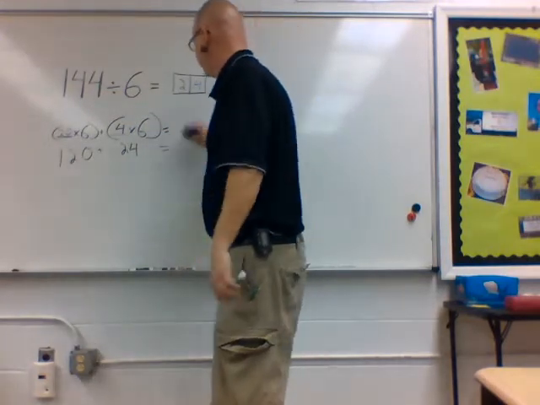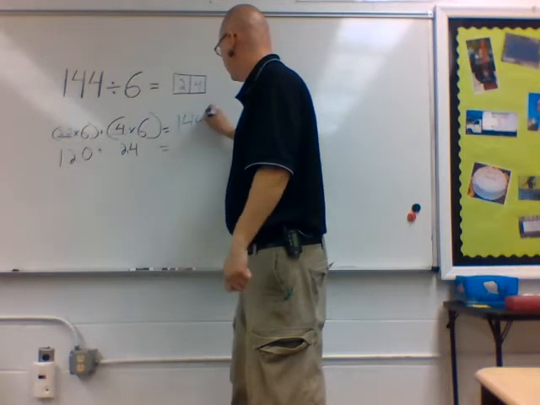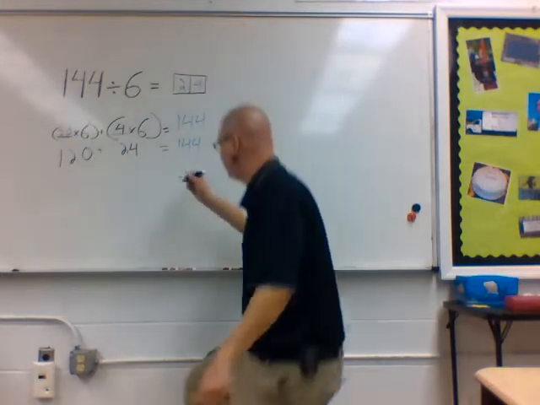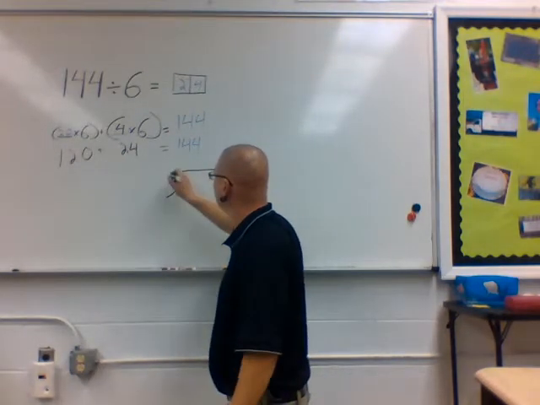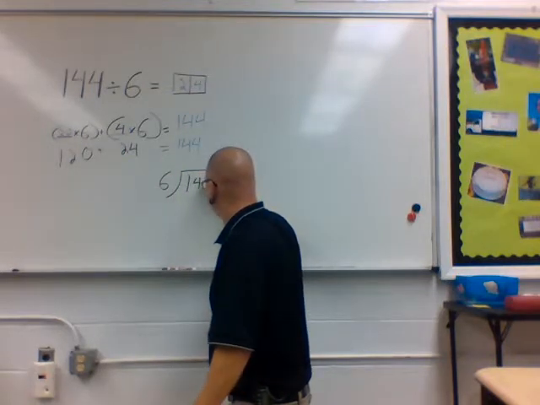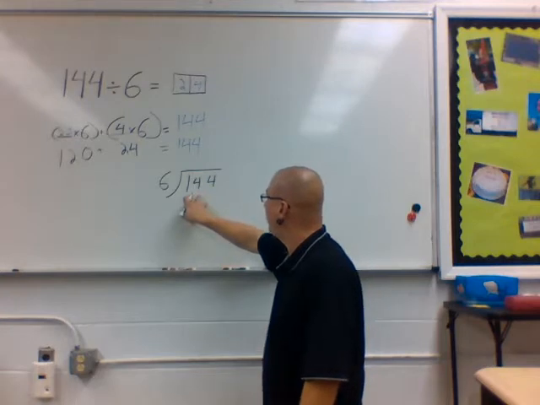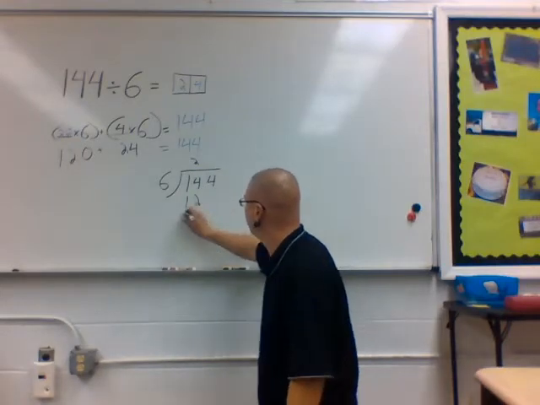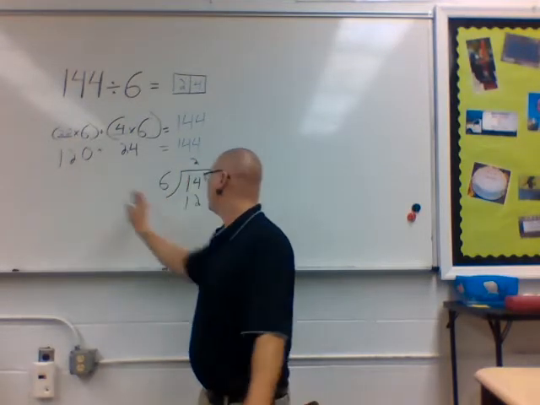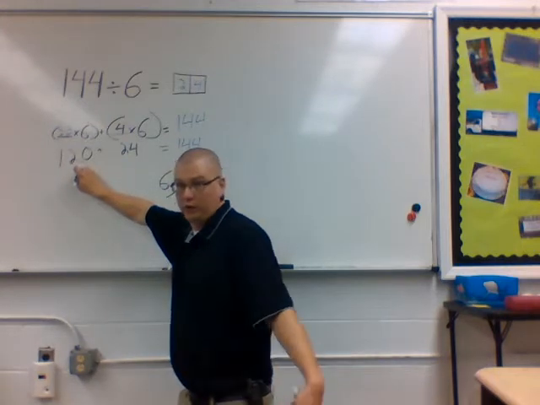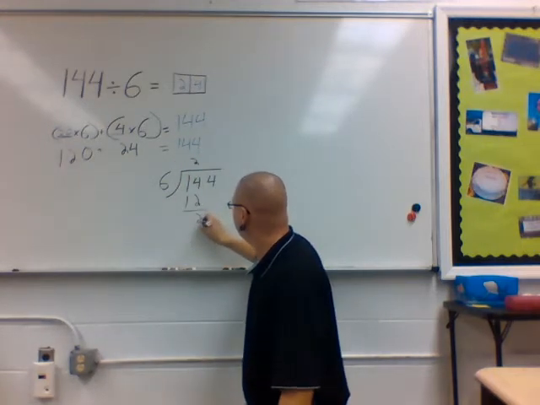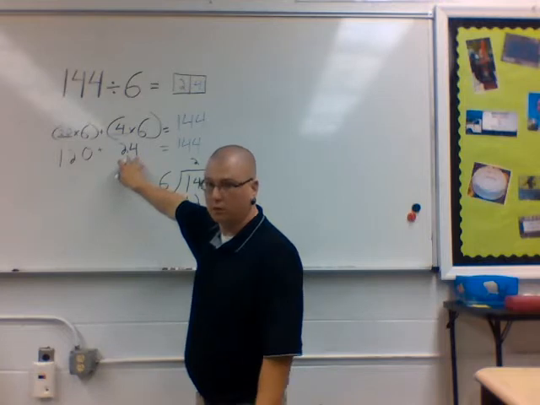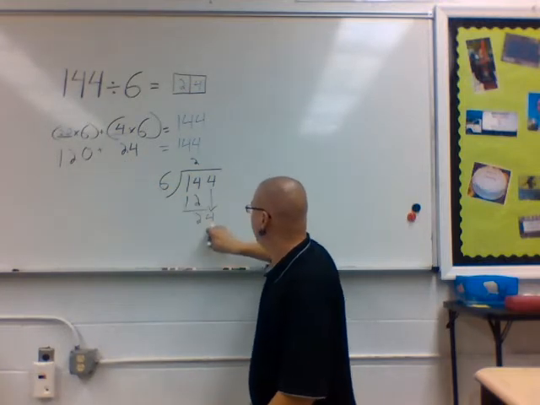If you want to see the long division algorithm, the same long division that we would always use, how many 6's can we pull out of this 14? 2. 2 times 6 is 12. Or 12 in our 10 spot, 120, same number. Then we're going to subtract and bring down 24. How many 6's can we take out of 24?